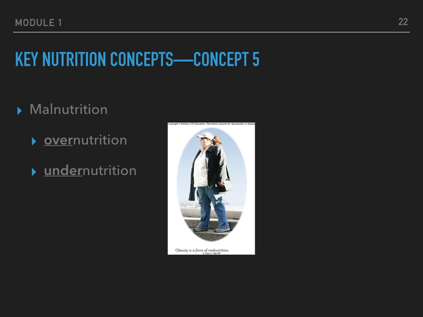The next concept to understand when studying nutrition is that malnutrition, or what occurs when the body is not nourished properly, can be caused by both under and overnutrition. Generally, when you hear the term malnourished, you may immediately think of people who are starving or have little access to food. However, overnutrition or consuming too many calories over time may lead to obesity.